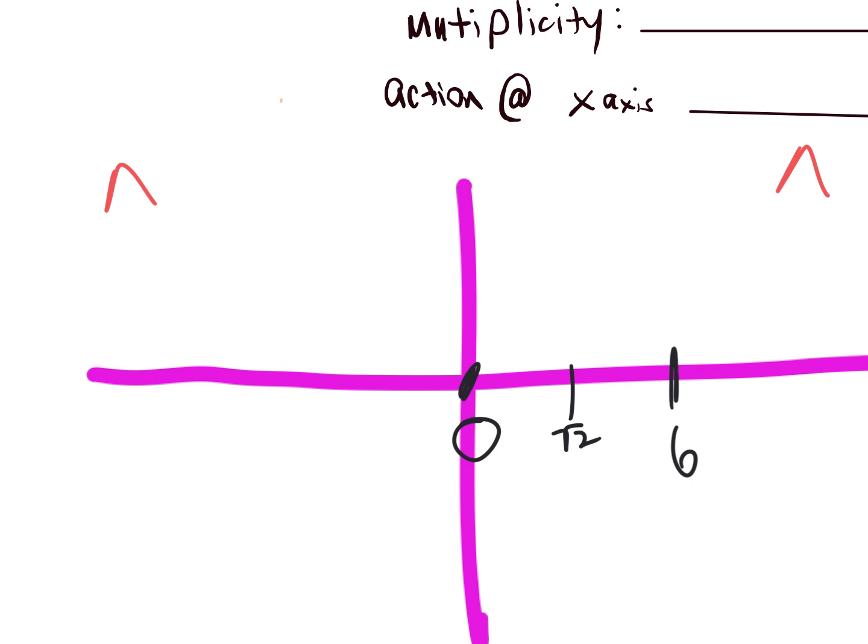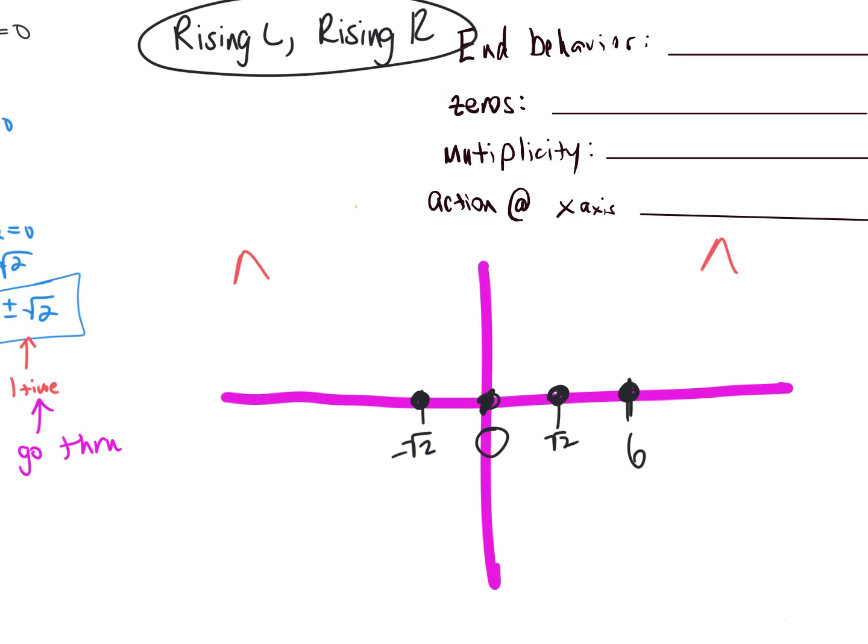Do you know that negative root 2 is on the left-hand side of 0? Yes? That's all I need to see. I don't need to see tick marks in between. It's fine. Just a general sketch is all I need. Now, what did you tell me happens at each one of these points?